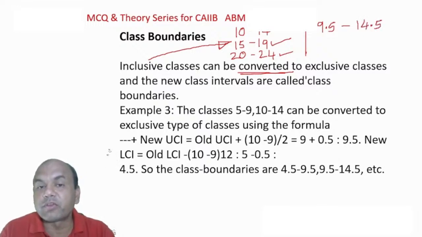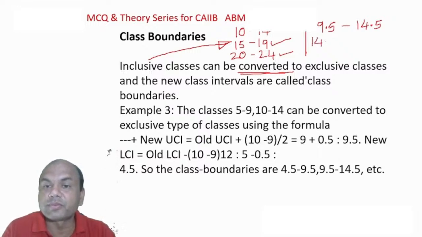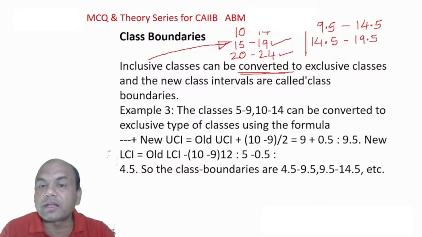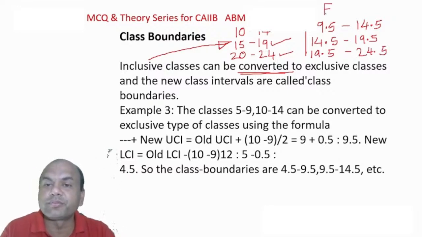Now the second part, 15, I'll take 0.5 on the other side, so it is 14.5 and 19.5. Now 20, I'll take it as 19.5 and then 24.5, and so on. I'll go on and on. So what does it mean? See, this is known as exclusive. This earlier one was inclusive.